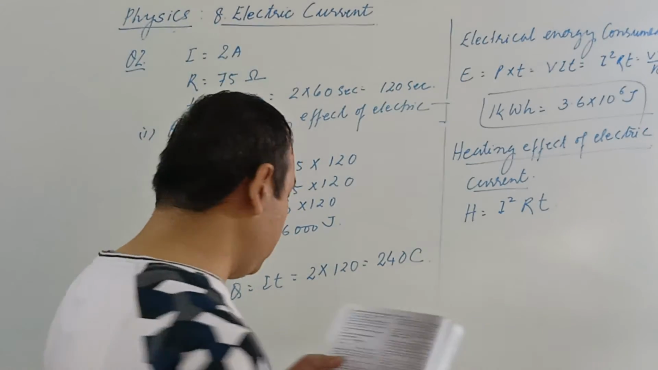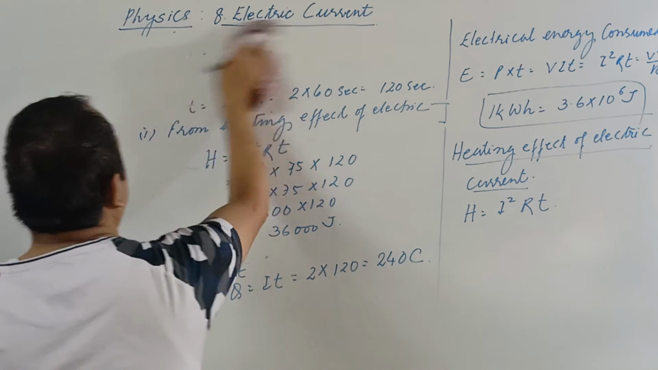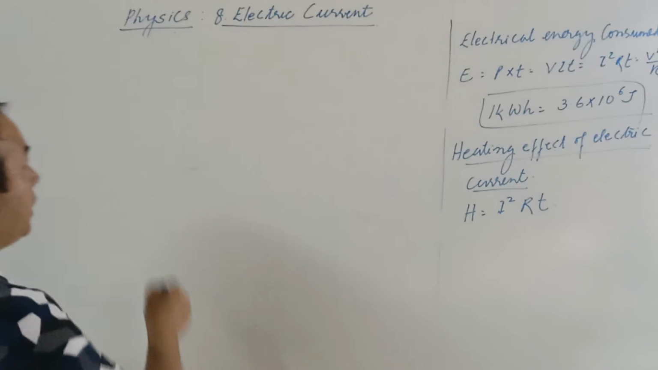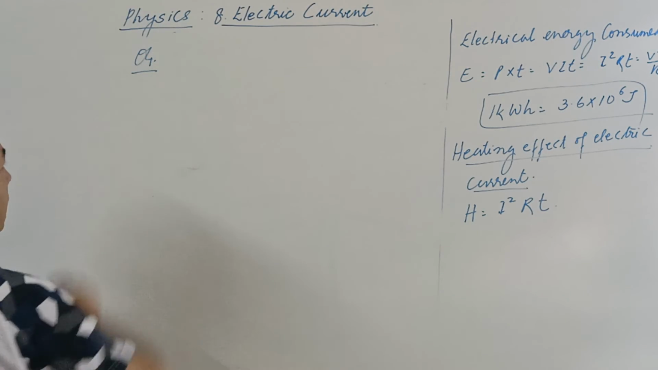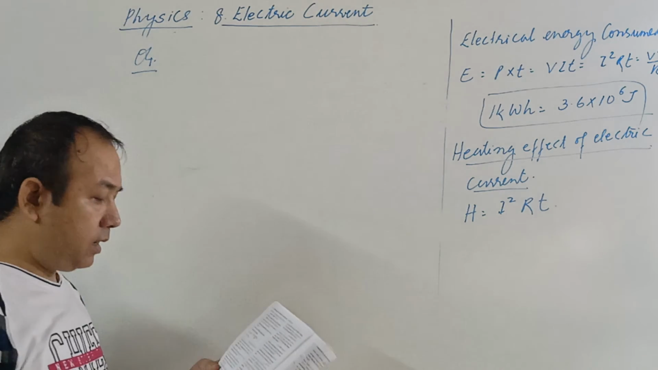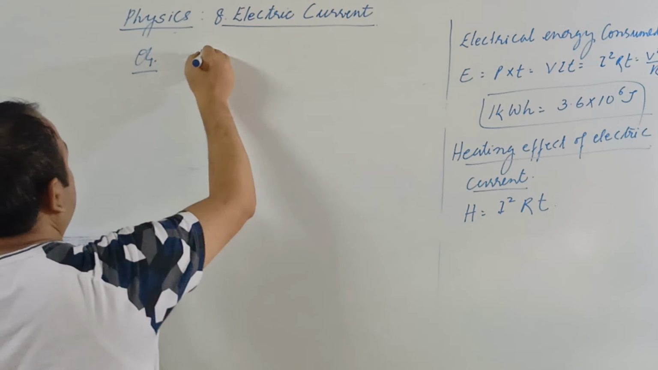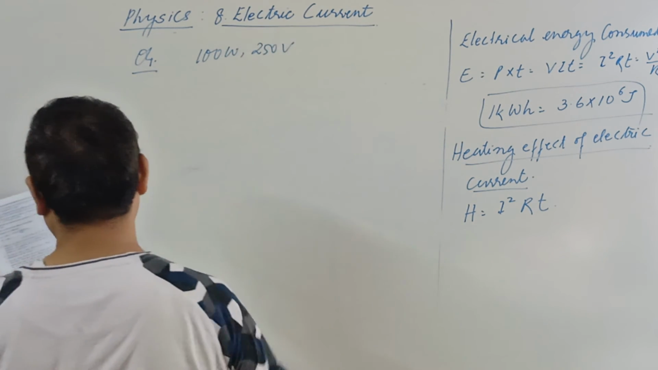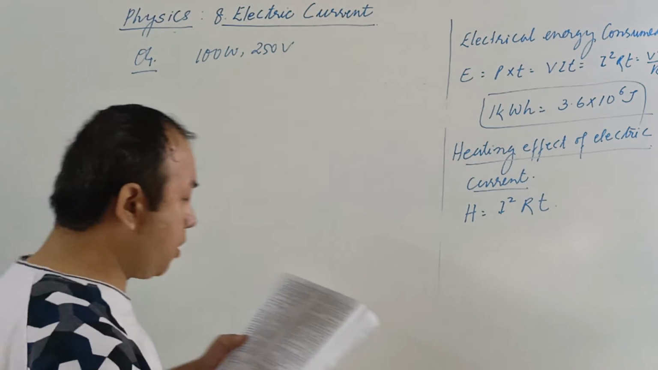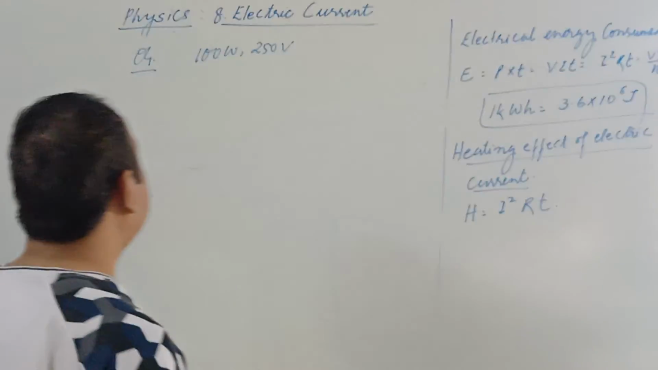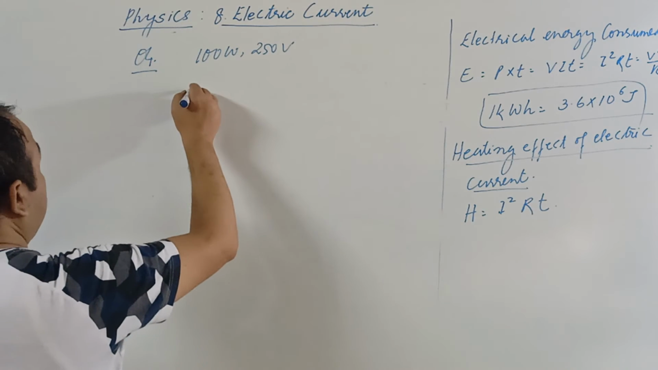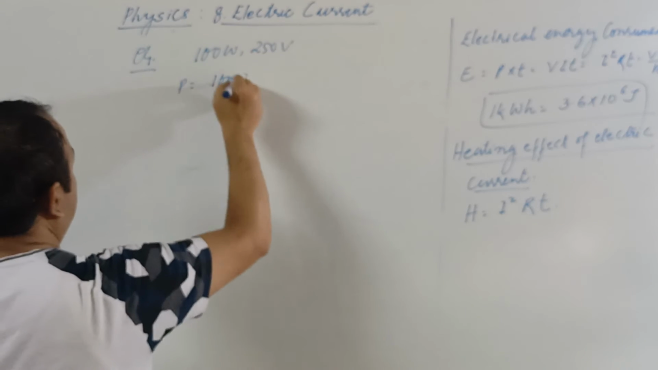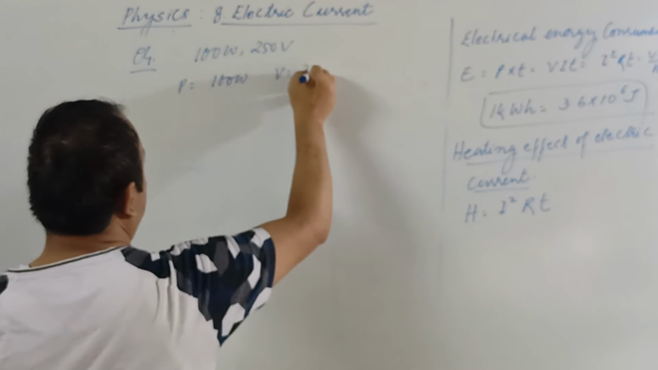Now after that, let's do question number 4. Question number 3 you do as homework. In question number 4, it is given that an electric bulb is rated 100 watt and 250 volt. How much current will the bulb draw if connected to 250 volt? So we need to find the current. The power is 100 watt, and the potential difference is 250 volt.